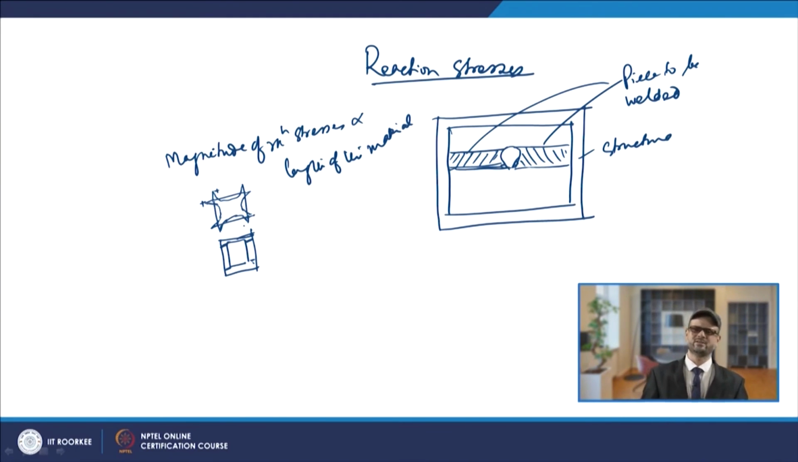What we have studied is that residual stresses are not desirable, because they may result in weld cracking or stress corrosion cracking. They result in brittle fracture of the material and in lower ductility. They also affect the surface fatigue properties of the material, and that affects the performance of the material.